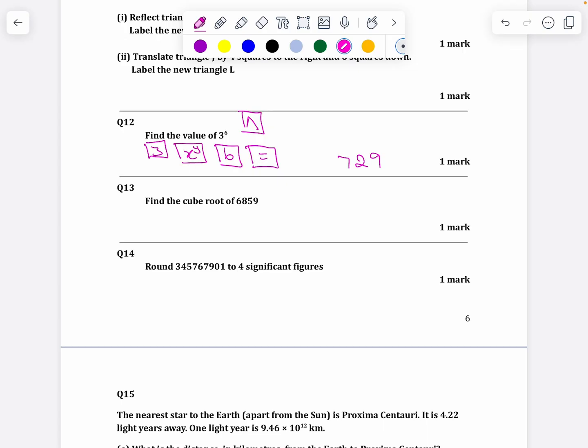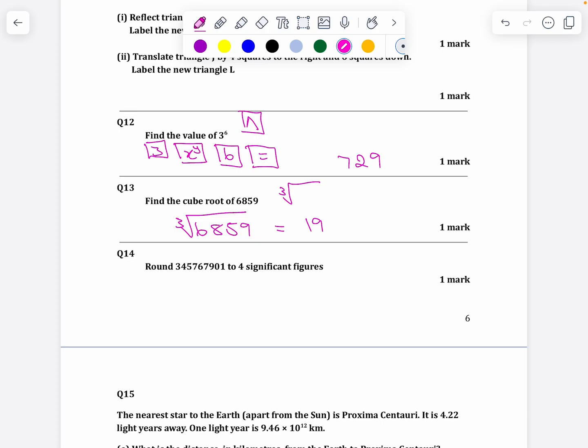Now, to find the cube root of 6,859, remember it was the cube root, not the square root. So you were looking for this button here on your calculator. And if you put that in and you found the cube root of 6,859, it will give you the answer 19.